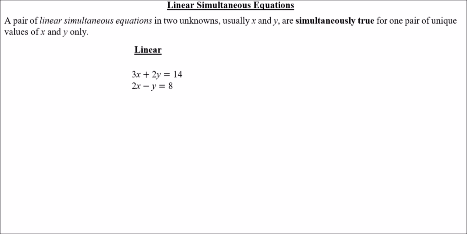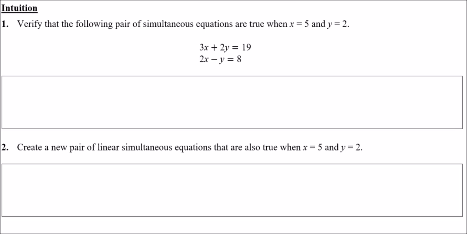An example of non-linear would be where we have a power of x or y that isn't unitary. So for example, these here are non-linear. The bottom equation's linear, but because the top isn't, because we have x squared, considered as a pair of simultaneous equations, they're a non-linear pair. So, let's just consider this in a bit more depth.